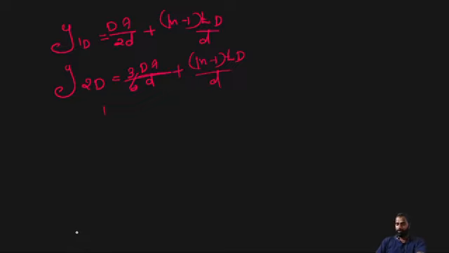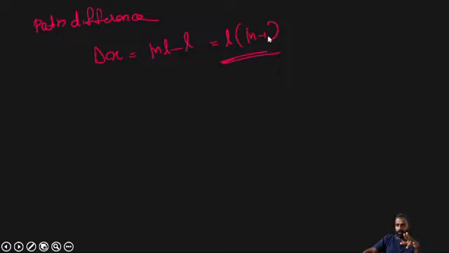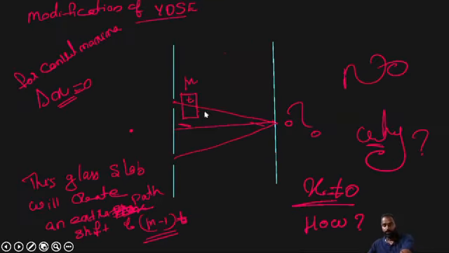Okay, so I hope this is okay for everyone. We just modified the optical path. We got a new concept of optical path: when a glass slab, or any slab of thickness t and different refractive index, is present, the light ray travels an extra amount apart from the geometrical length. Then we found an expression for path difference. Then we moved to the modification of YDSE. The modification of YDSE is as follows.